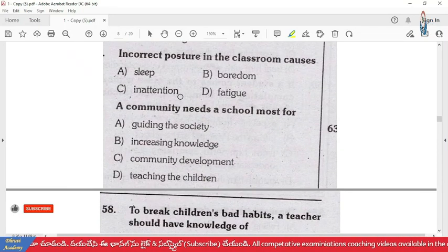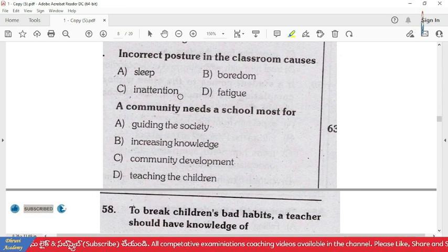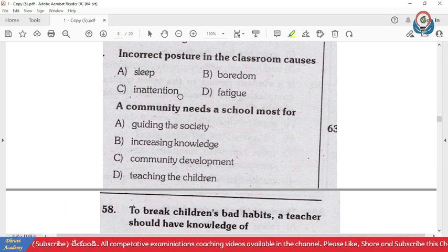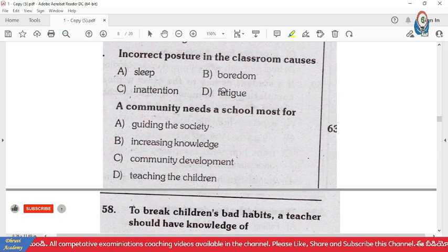Incorrect posture in the classroom causes A. Sleep. B. Boredom. C. Inattention. D. Fatigue. Its answer is fatigue. This is the right answer.